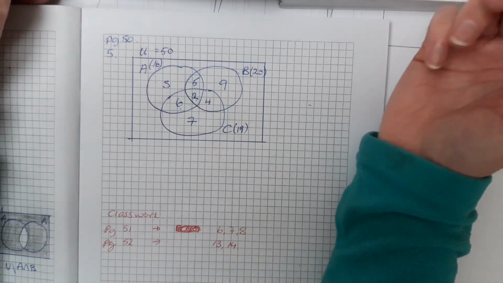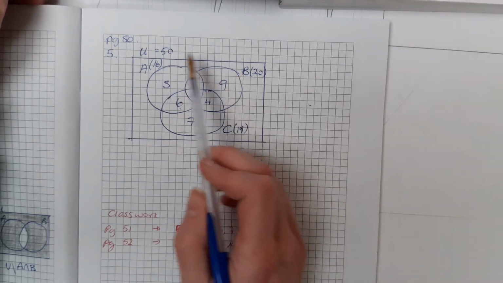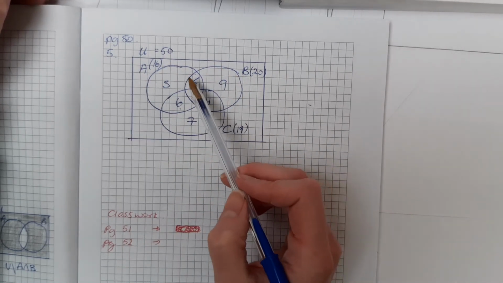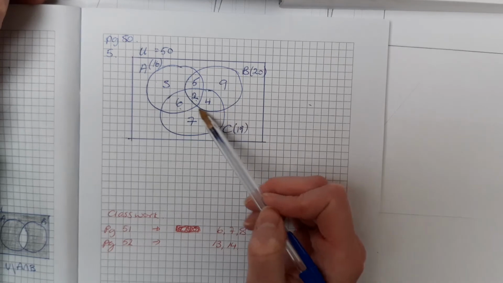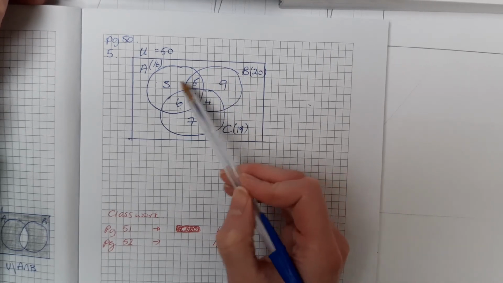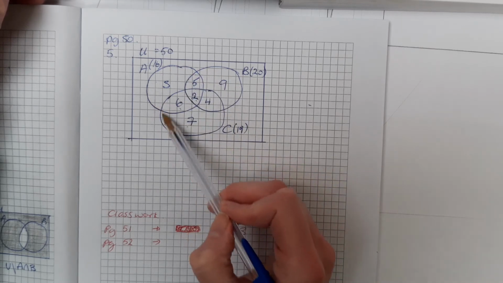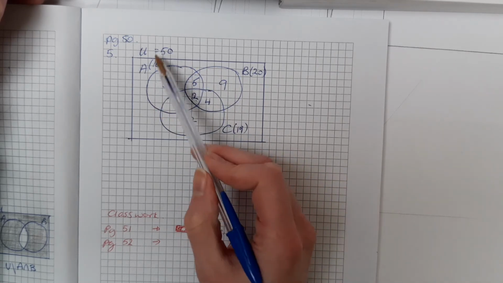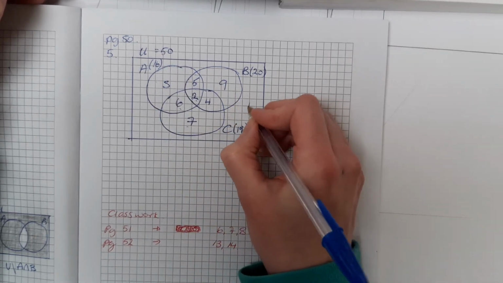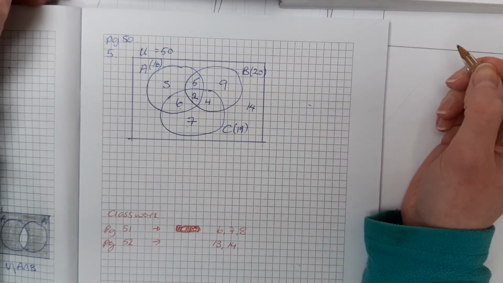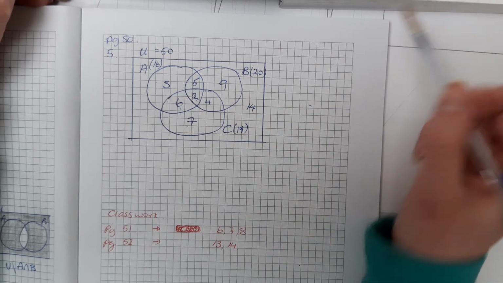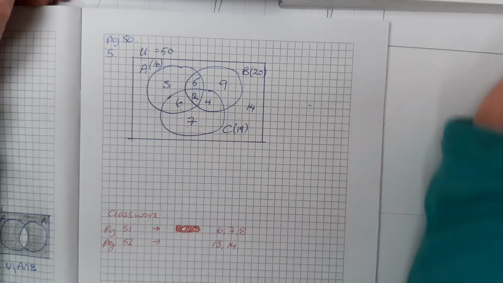And now the tough one, the whole box has to add up to 50. So when I start adding up, well, I know that's 20, 30, 36. Okay, so that's all 36 when I add up all of those numbers. 36 minus 50 is 14. So that means 14 is not part of A, B, or C, but it is part of the universal set.